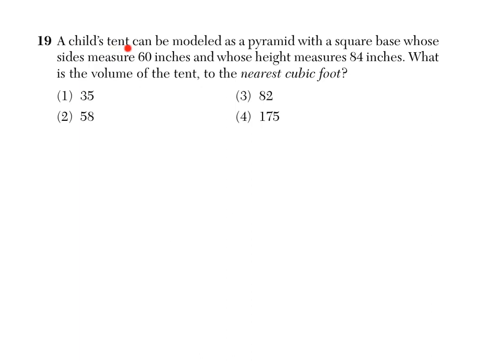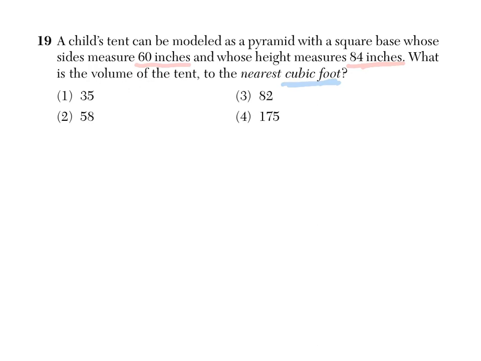Question number 19 says, a child's tent can be modeled as a pyramid with a square base whose sides measure 60 inches and whose height measures 84 inches. What is the volume of the tent to the nearest cubic foot? So the first thing I'm noticing is that it's providing us with 60 inches for the base and 84 inches for the height, and yet it's asking us to provide the volume in cubic feet. All right, so we're going to need to be converting inches to feet.